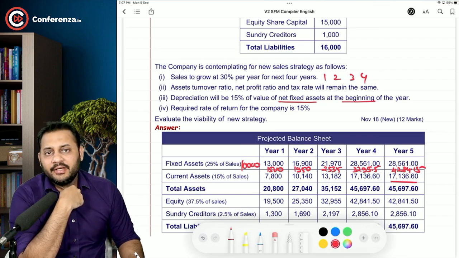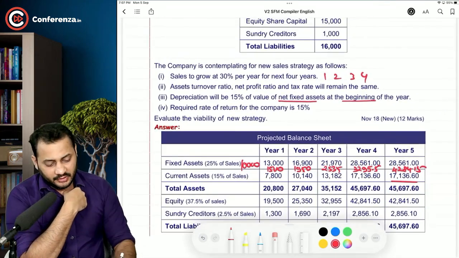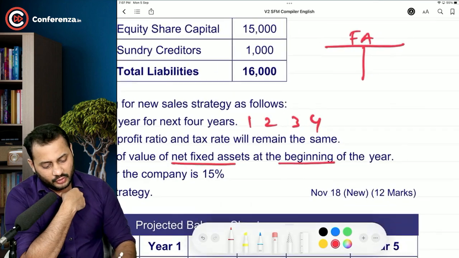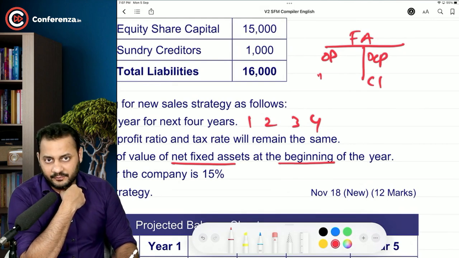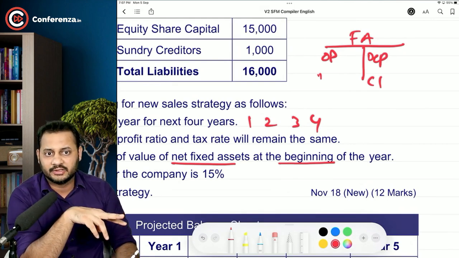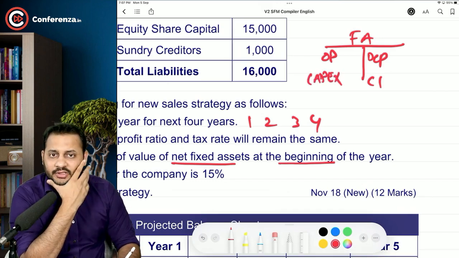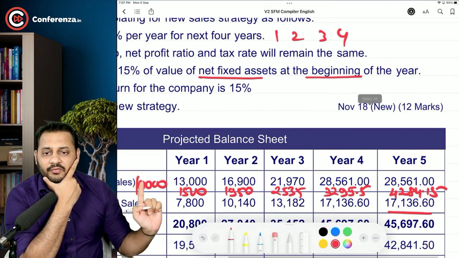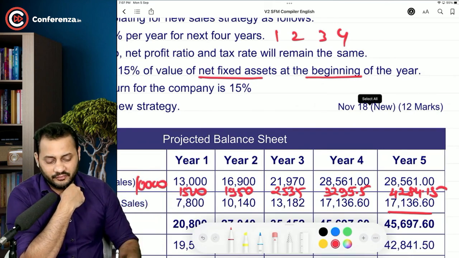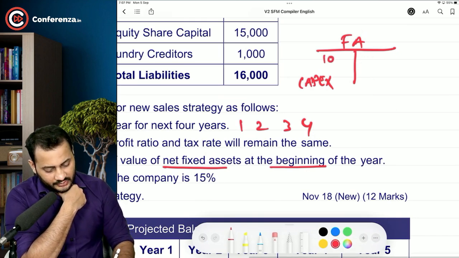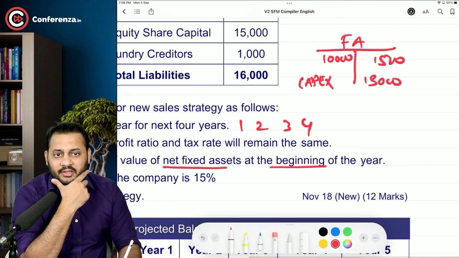Now, how will you calculate the capital expenditure? Capital expenditure is very simple, sir. If this is a fixed assets account, opening will be here, closing will be here, and depreciation you will write here, like depreciation account debit to fixed assets. So the balance amount will always be of capital expenditure, isn't it? So let's take the first figure, 10,000, 13,000 and 1,500. So if you write down these figures, 10,000 is the opening, 13,000 is the closing, 1,500 is written here.